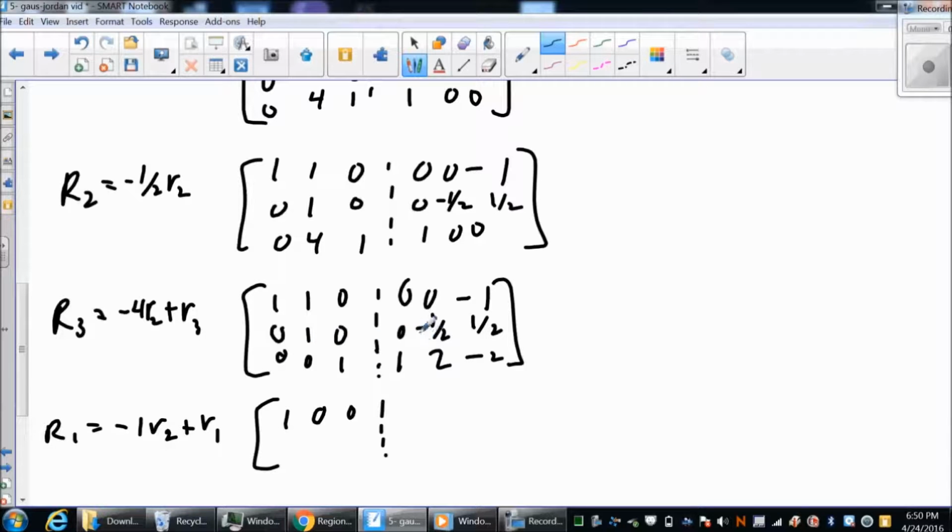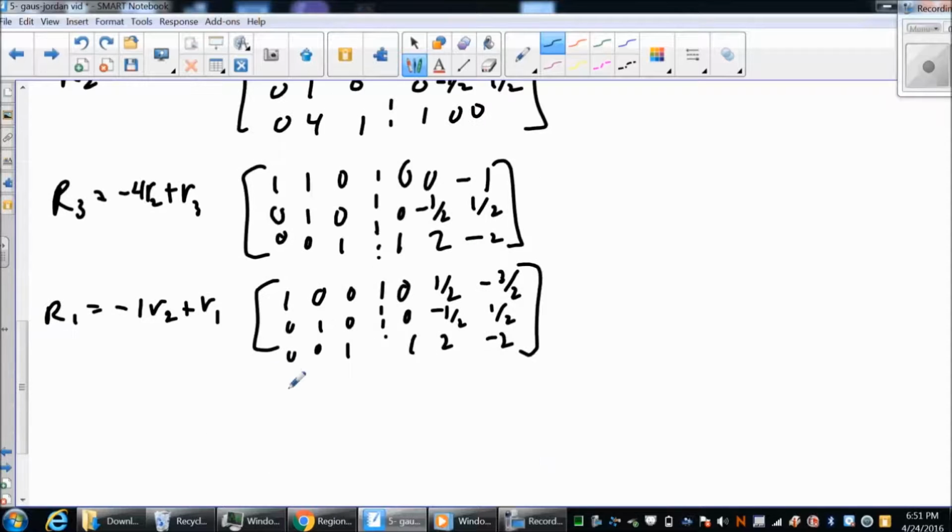And now a negative, so we got a 0 there. Negative 1 times negative half is positive 1/2. Negative 1 times positive 1/2 is negative 1/2. And a negative 2/2, that's a negative 3/2. And now that we have the identity matrix on the left, we have our inverse matrix, the resulting matrix on the right here.